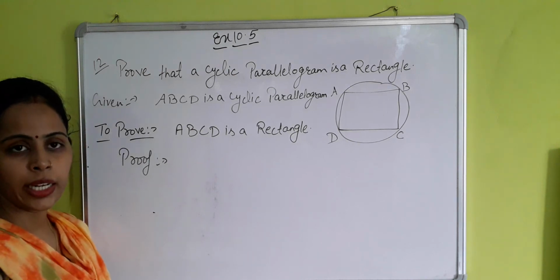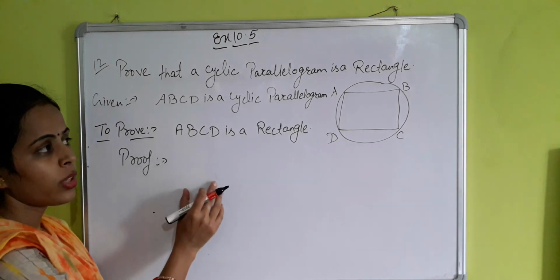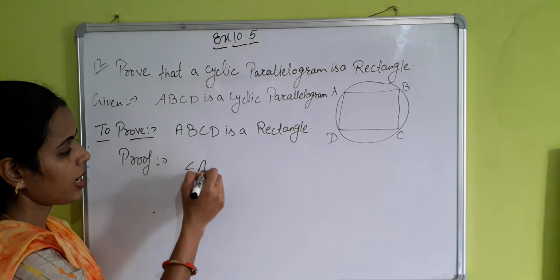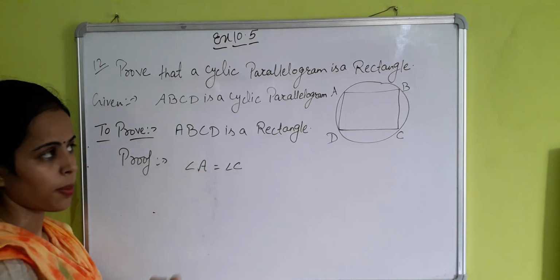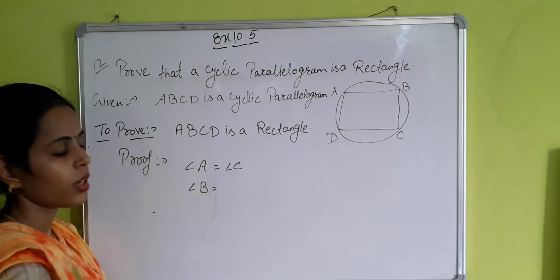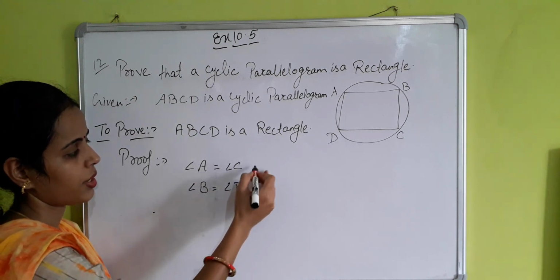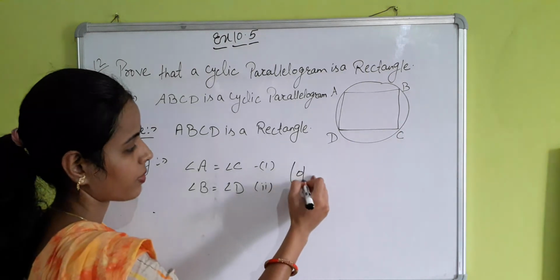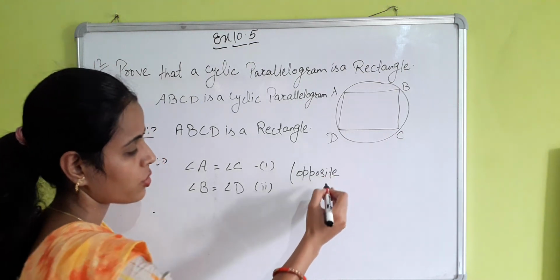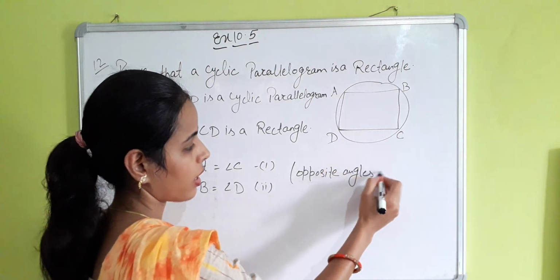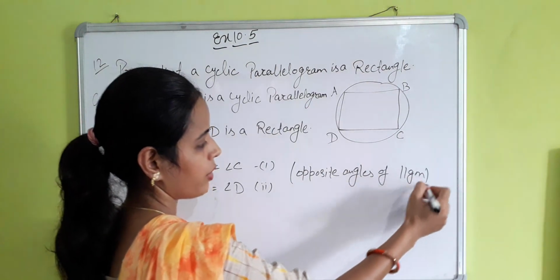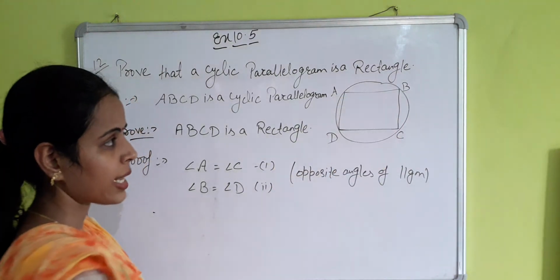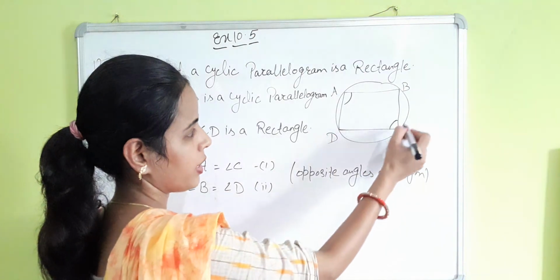ABCD is a cyclic parallelogram. We know that in parallelogram opposite angles are equal. Angle A is equal to angle C. Angle B is equal to angle D. Equation number first, equation number second. Why? Opposite angles of parallelogram are equal. Angle A is equal to angle C, angle B is equal to angle D.